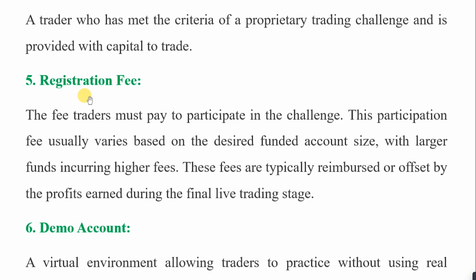Before you can join this prop firm trading, you need to pay a fee, and that fee is the registration fee. The registration fee is the fee traders must pay to participate in the challenge. This participation fee usually varies based on the desired funded account size, with larger funds incurring higher fees. These fees are typically reimbursed or offset by the profit earned during the final live trading stage.